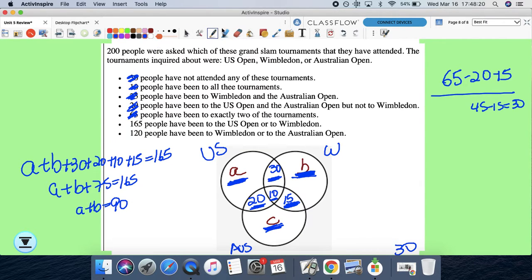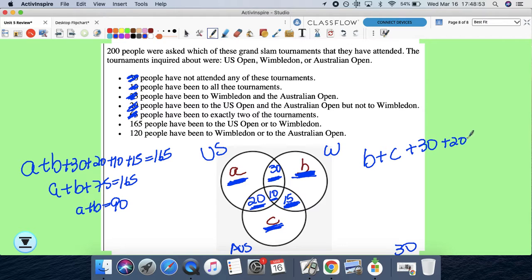So now let's do the 120 group here. 120 would have been these people who have gone to either Wimbledon or the Australian Open, but it doesn't say only again. So Wimbledon, Australian Open, everybody who attended one or the other. So we're going to write B plus C, right? Plus everybody else, plus 30 plus 20 plus 10 plus 15.